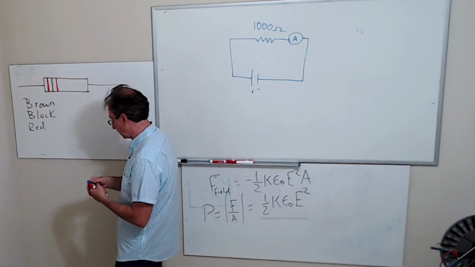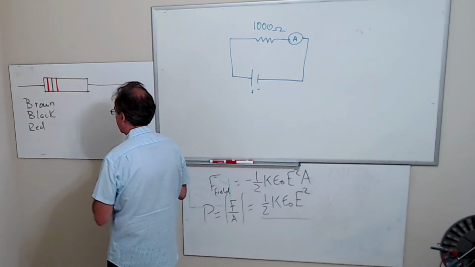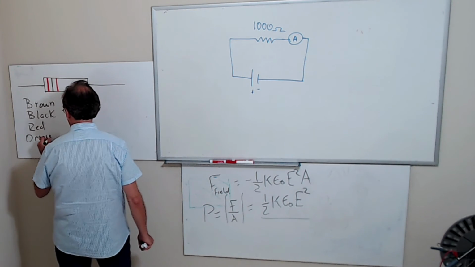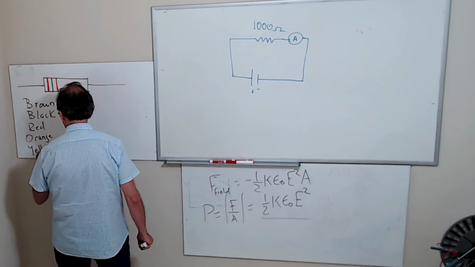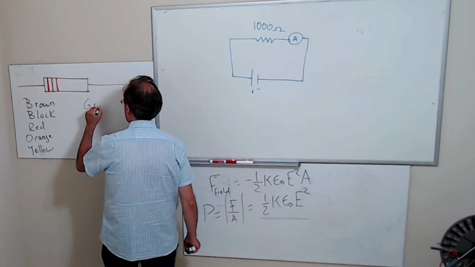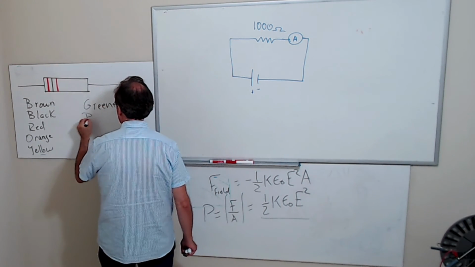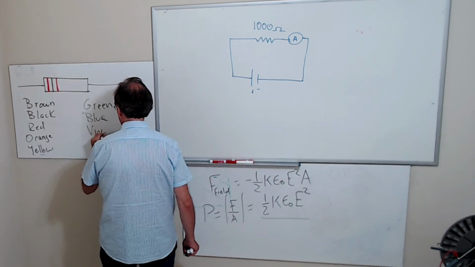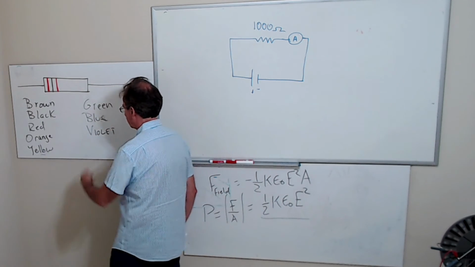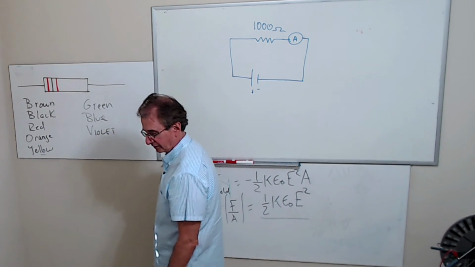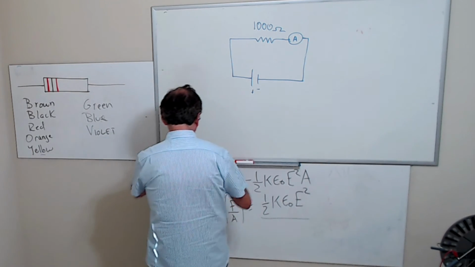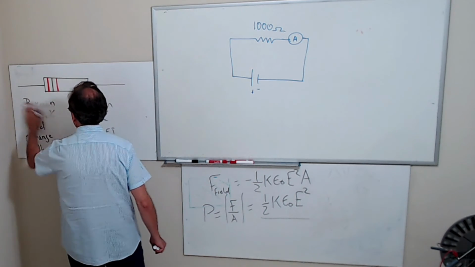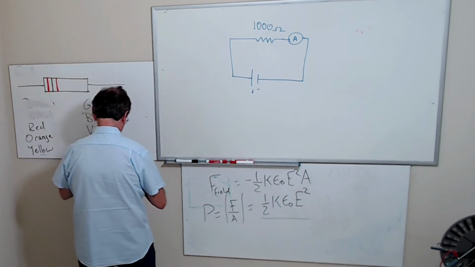So let me tell you something about the color code. The color code goes this way. It goes brown, black, red, orange, yellow, green, blue, and now let's forget the last two. It's either gray and white or white and gray, I forget. Okay. But the digits, oh, these are backwards. Sorry.